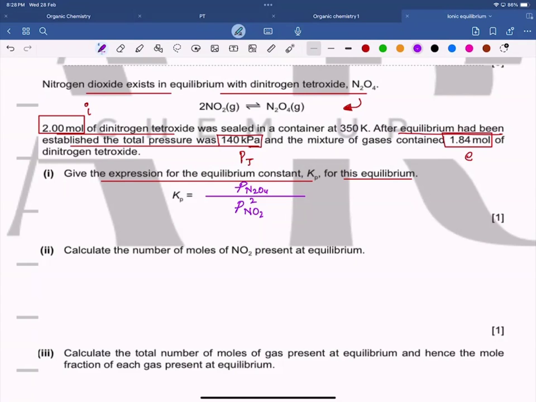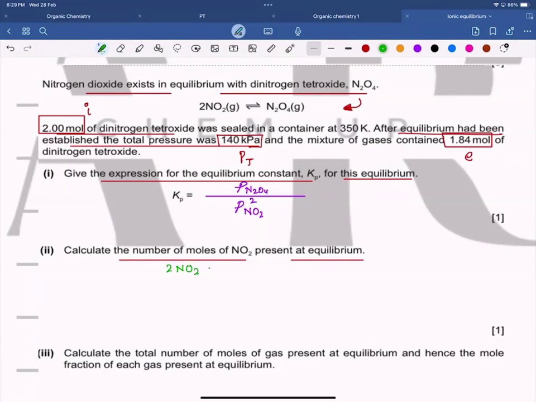Yes. Now what they are asking: calculate the number of moles of NO2 present at equilibrium. So can anyone tell me how we will find the moles at equilibrium? What I have told you to do when you have to find the moles at equilibrium? Sir, using the ICE table. Yes, very good. Through the ICE table.